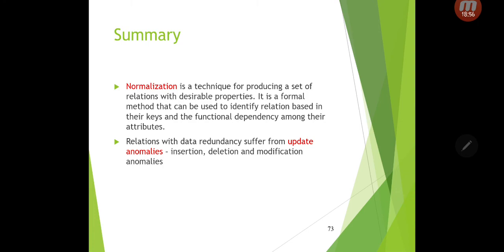Okay, so that's all about the normalization. I just summarize. Normalization is a technique for producing a set of relations with desirable properties. It is a formal method that can be used to identify relations based on their keys and the functional dependency among their attributes. Relations with data redundancy suffer from update anomalies. We have insert, delete, and modify anomalies. So please make sure you must at least have an idea what the normalization process is.